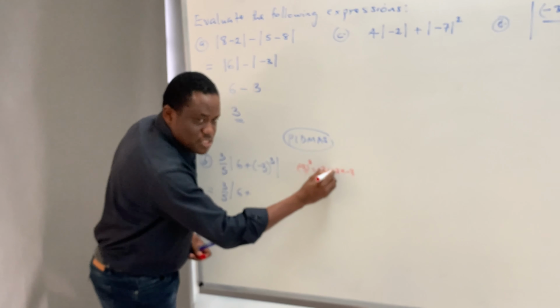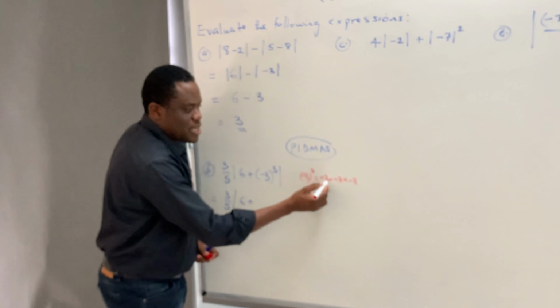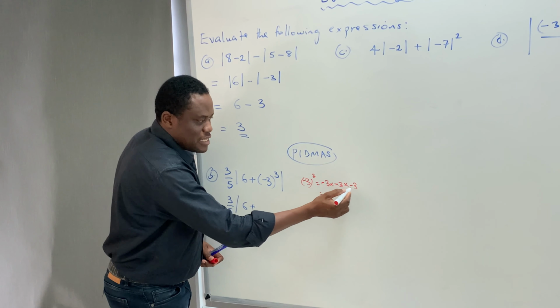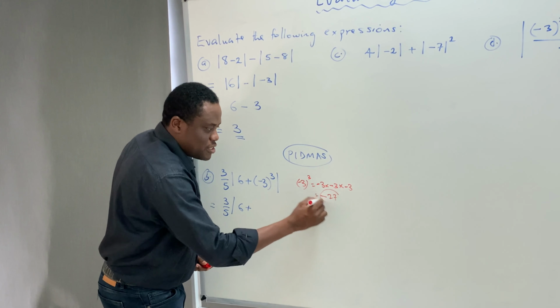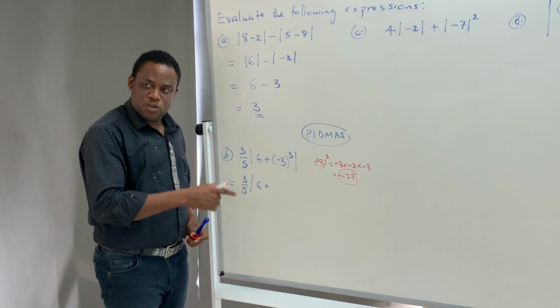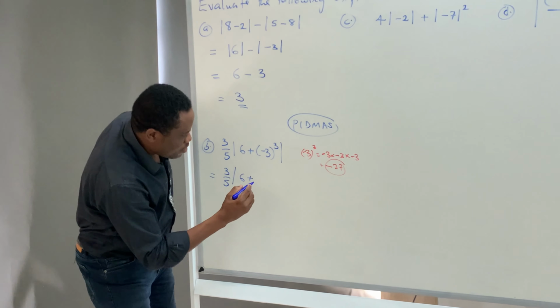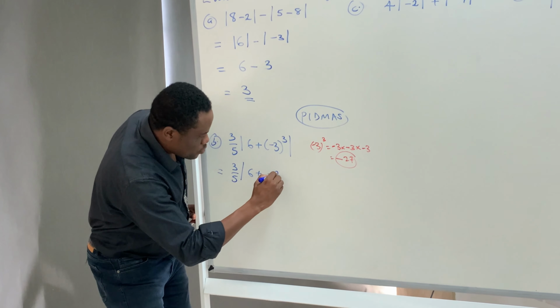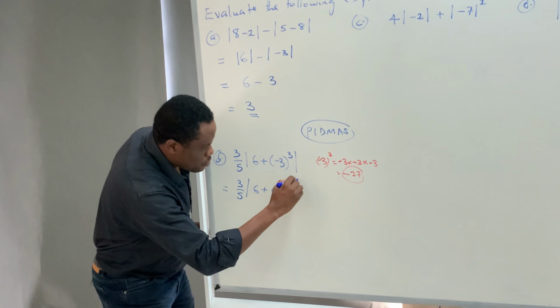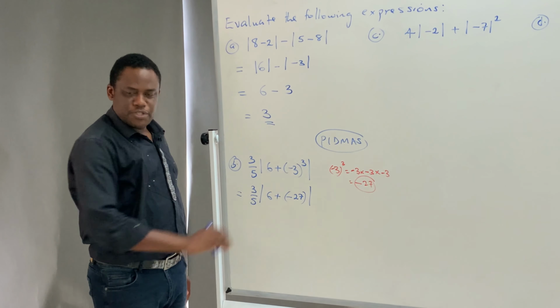Minus times minus is plus. Plus times minus is minus. 3 times 3 is 9, and 9 times 3 is 27. This is very important. Our previous knowledge, from the previous video, will answer this quickly for you. So, what do we have now? We have minus 27, and we close the modulus. Of course, when you open something, you have to close it.